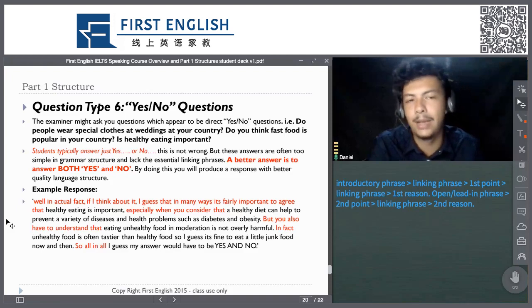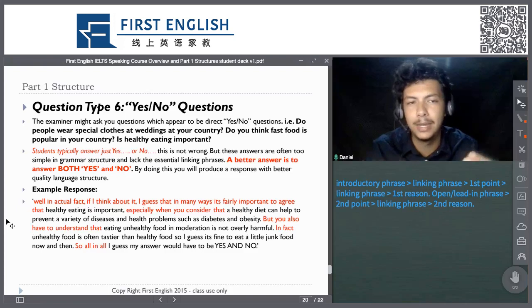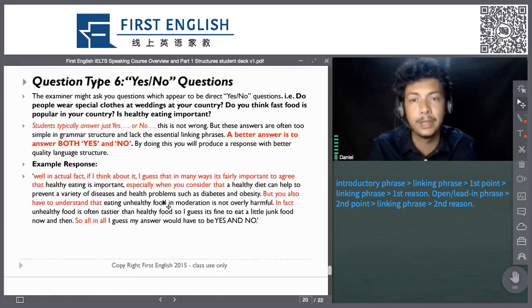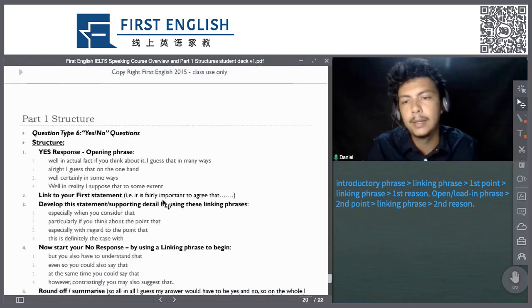So notice how they have those contrasting points, right, or perspectives in that answer, and it provides an opportunity to produce a very complex, long-winded, and well-descripted answer. So that's what we're looking for when answering yes and no style questions.